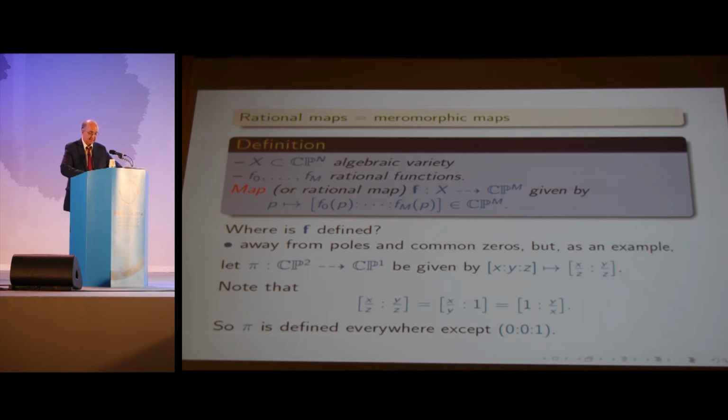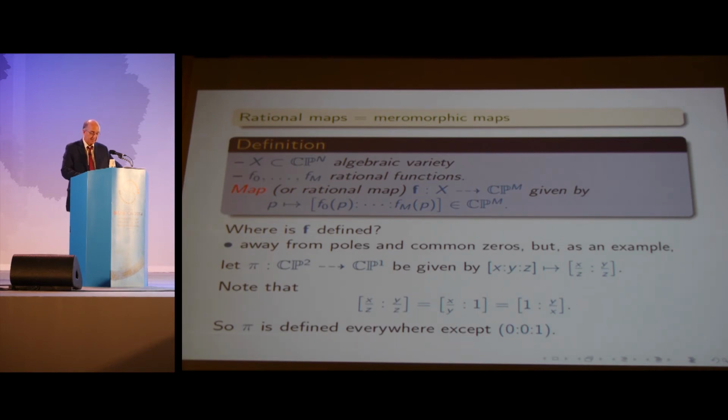On the other hand, using this non-uniqueness, if I look at x over z and y over z, what can I do? Well, I can multiply through both coordinates by z and divide by y. So that means that this is the same point as the one that has coordinates x over y, comma 1. Now you see from here that whether z is zero or not does not matter as far as it's defined. The only thing you need is that y shouldn't be zero. And then I can also rewrite it as 1 comma y over x.